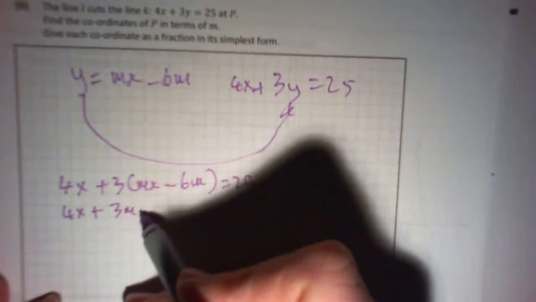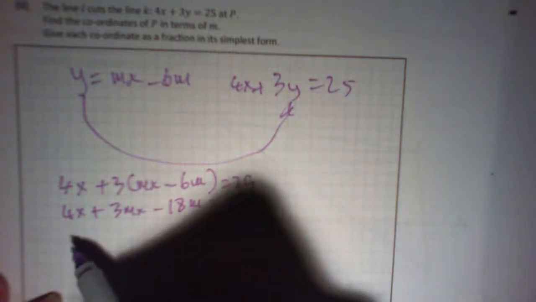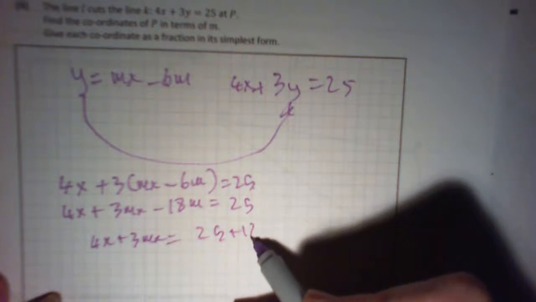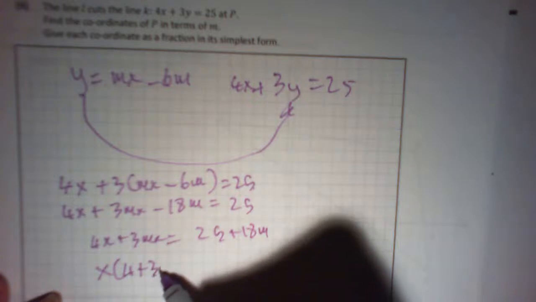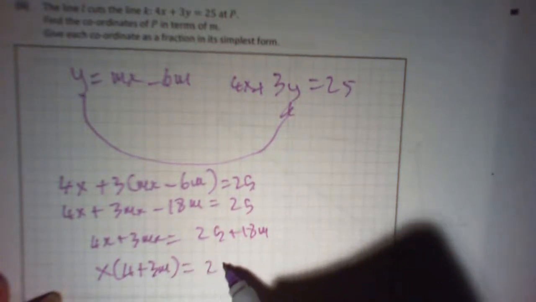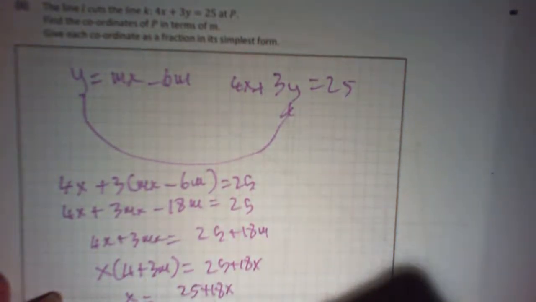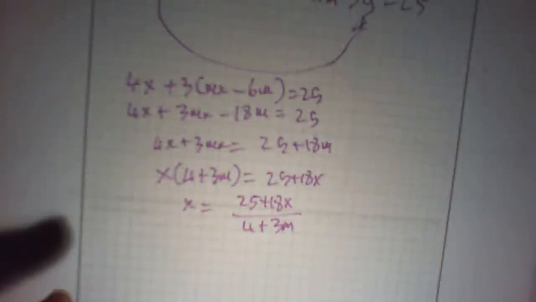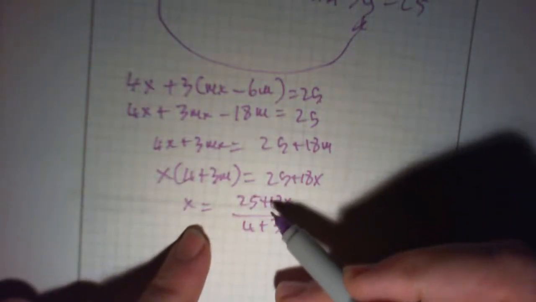Let's make this a bit nicer. That's 4x plus 3mx minus 18m equal to 25. Let's rearrange it to get x on its own. So that's 4x plus 3mx is equal to 25 plus 18m. Factorize out the x from here: x times (4 plus 3m) equal to 25 plus 18m. That means x is equal to (25 plus 18m) over (4 plus 3m). Sorry, it's gone down to the bottom of the page. Hope you can see that there. So there is x. It's in its simplest form. I can't make that any simpler.